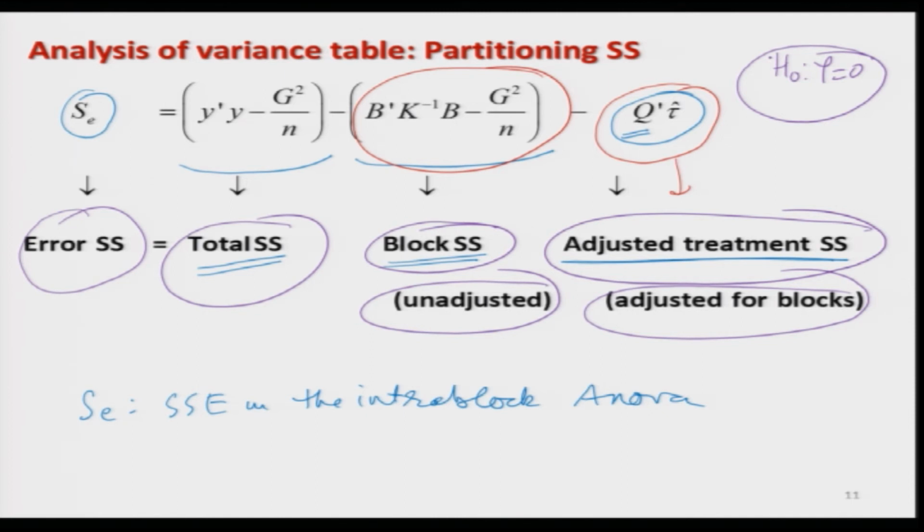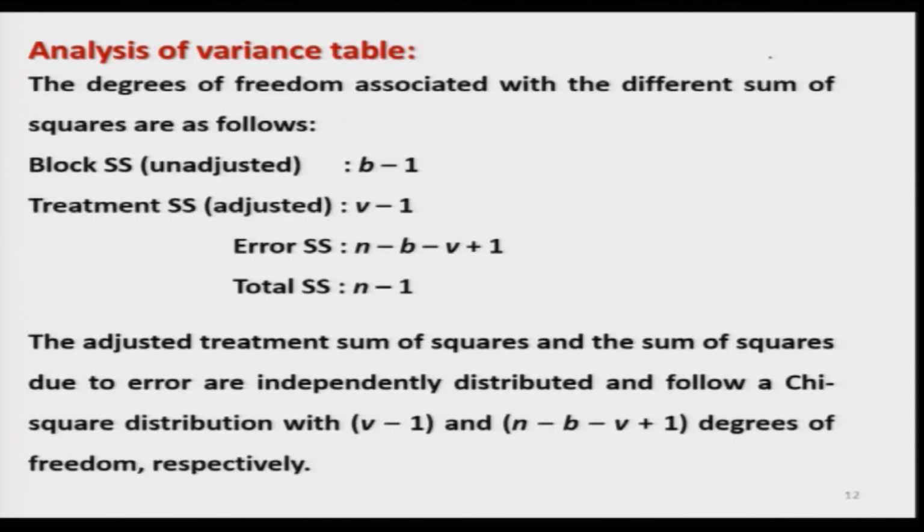So, now the rule is very simple. Whatsoever hypothesis you are interested in, try to obtain the sum of squares as adjusted versus unadjusted, and whatever is the hypothesis corresponding to that, the sum of squares is going to be adjusted and the other is going to be unadjusted. Why this is happening? I will try to show you.